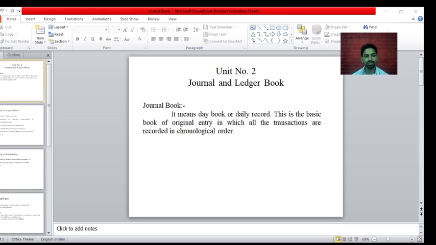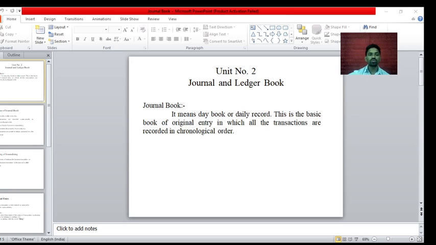Next, what is a compound journal entry? When the number of accounts to be debited or credited is more than two in a journal entry, such an entry is called a compound journal entry. When one particular transaction affects more than two accounts, it is a compound journal entry. Otherwise, if on a particular date two transactions take place, that is also a compound journal entry.